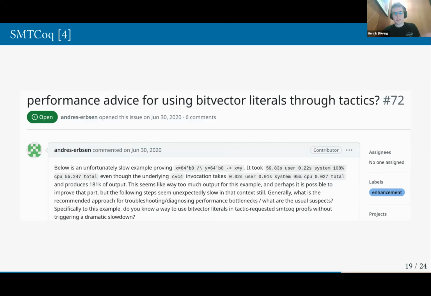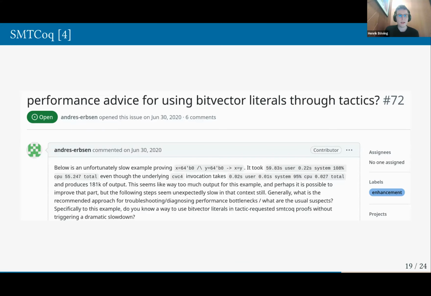And this works great for some other SMT theories, like, for example, linear integer arithmetic and so on. But as we can see in this issue, when you're doing bit vectors, it's unfortunately rather slow. So this user here has two 64-bit variables, x and y, and both of them are equal to 0. And they want to prove that x is equal to y. And that's taking about a minute with SMTCoq. But CVC4 doesn't take any time at all. So almost all of this time is spent replaying the proof into Coq. And for that reason, I didn't really do a performance comparison because evidently SMTCoq isn't optimized for this use case yet.